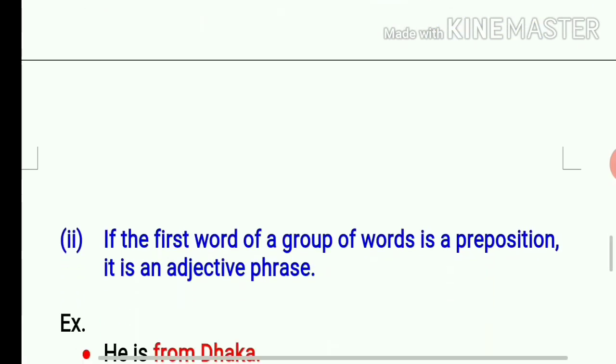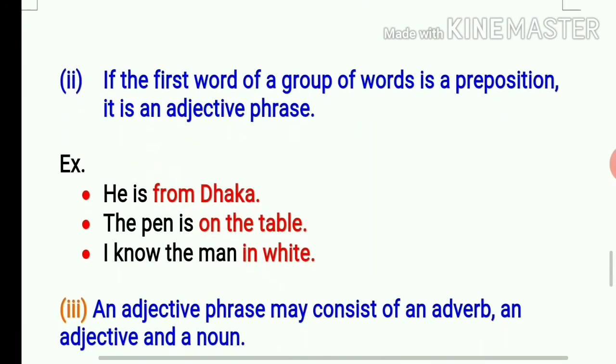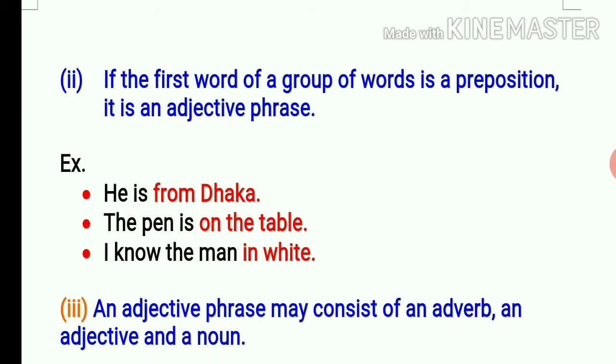Then the second rule. What's in the second rule? We see if the first word of a group of words is a preposition, it is an adjective phrase. Examples. The first one, he is from Dhaka. Here from Dhaka is an adjective phrase because this phrase starts with the preposition from.